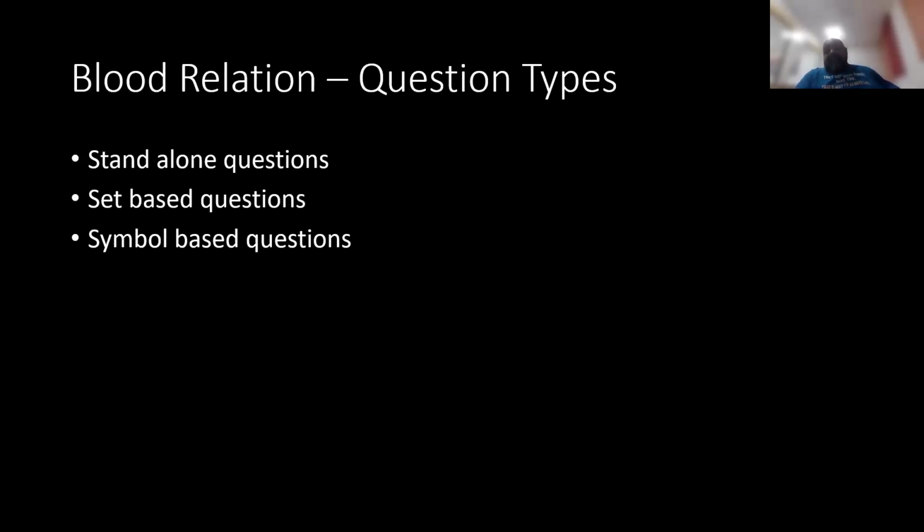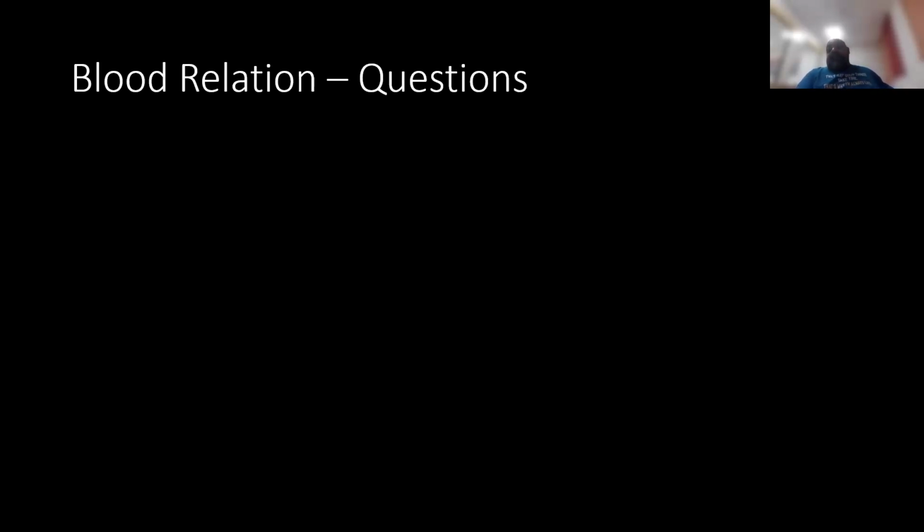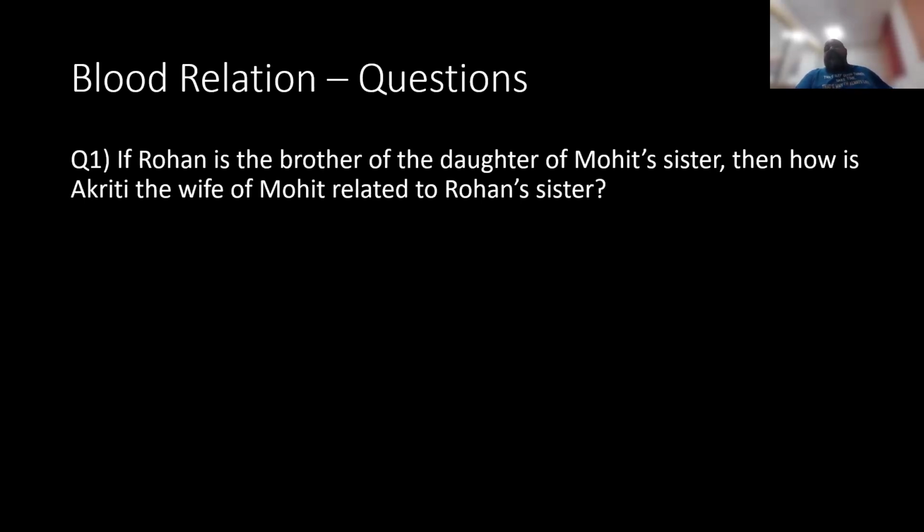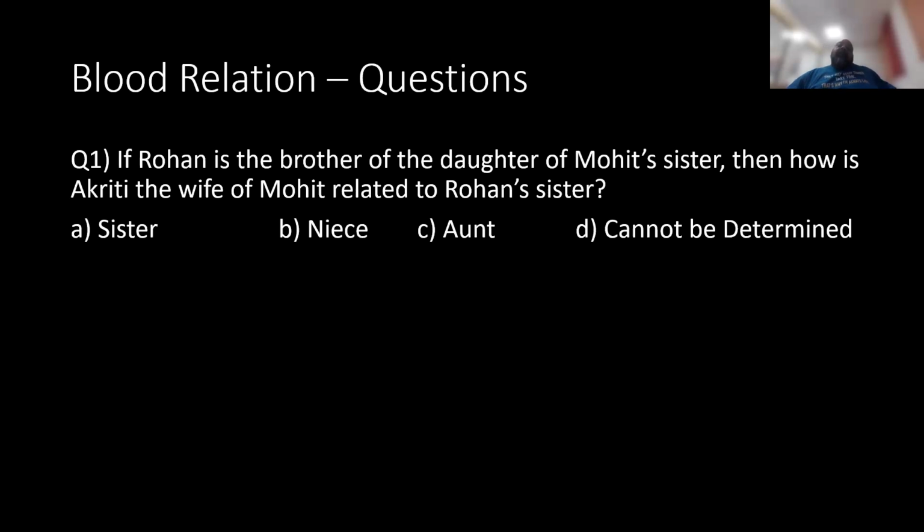The other is set-based questions. And the third one is symbol-based questions. How does a statement-based question look? There will be information given about how two people are related, and we have to find their relationship. For example, Rohan is the brother of the daughter of Mohit's sister. Then how is Akriti, the wife of Mohit, related to Rohan's sister? Typically start from the end, because that is a person who's identifiable, and then go upwards to draw the family tree. So what will be the answer to this question?